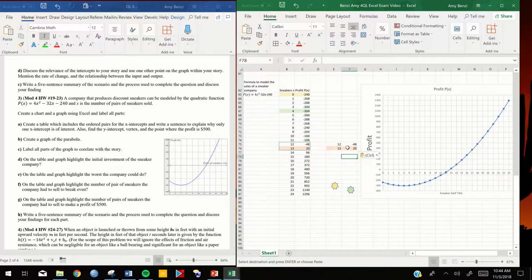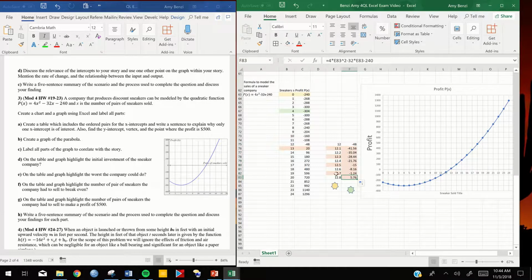But you see, the thing is, we don't sell fractions of shoes. So it doesn't make sense to say we sold 12.5 pair of shoes. We would just say we sold 13 pair of shoes. But if I really wanted to find that 0, then I would just select this one and I would make it like 12.1. And then I would look at somewhere between 12.7 and 12.8 is when it happened.